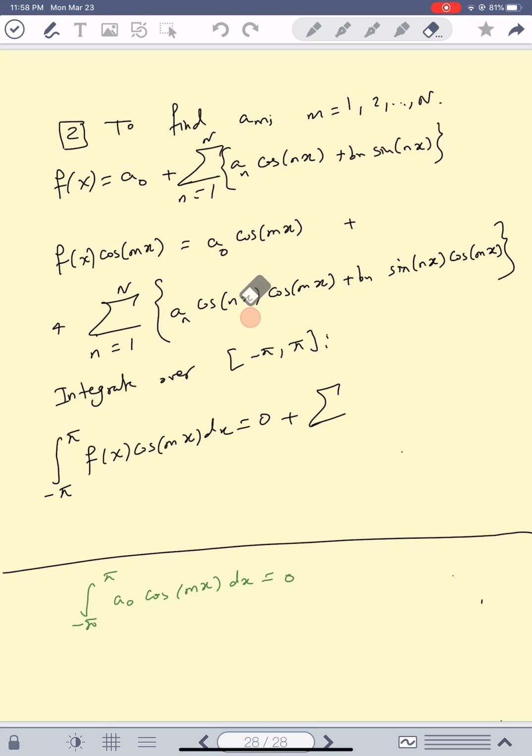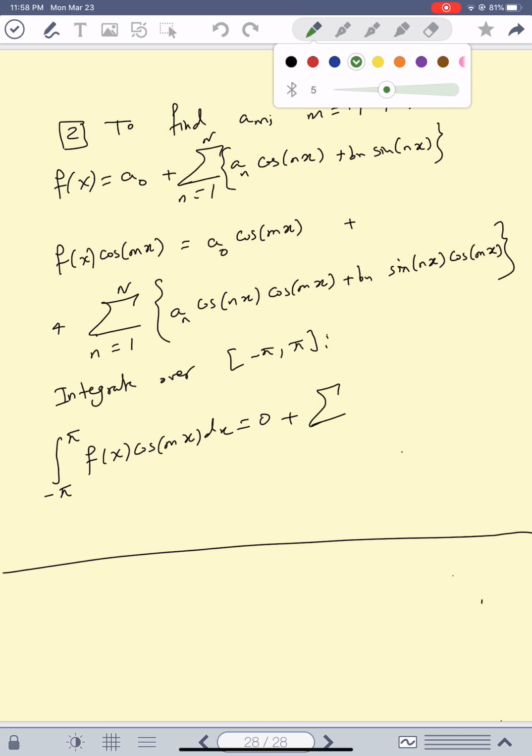So now let's compute the integral from minus pi to pi of sine nx cosine mx. I'm computing this term. How do you compute this?